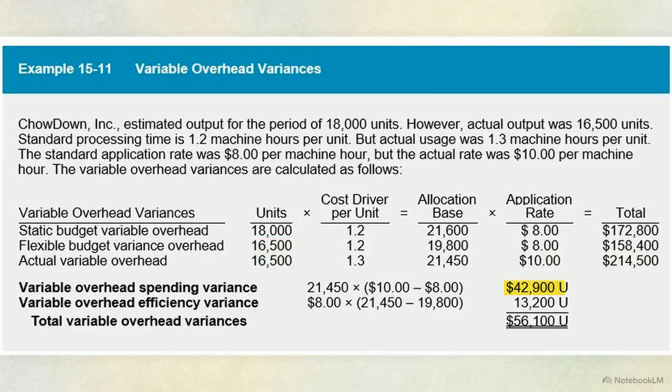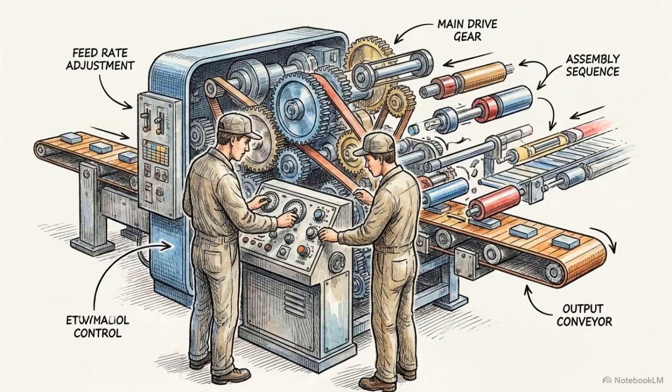Look closely at the variable overhead spending variance. It reveals a $42,900 unfavorable result. This isolates rate discrepancies, showing the difference between what they actually paid per hour, $10, versus the standard $8 rate across actual machine hours. Below that is the variable overhead efficiency variance, yielding a $13,200 unfavorable result. This metric zeroes in on time, measuring the difference between the actual hours used and the standard hours allowed for that output.